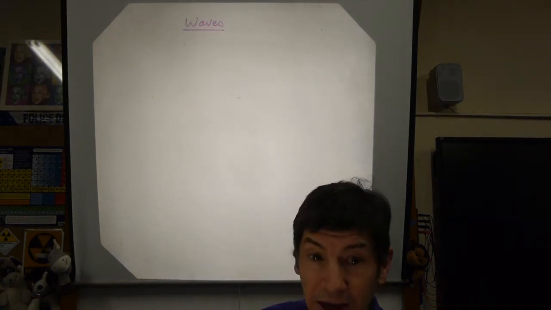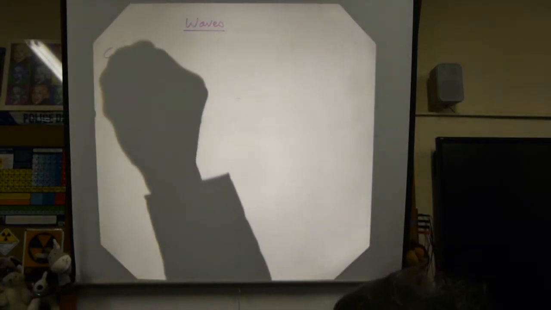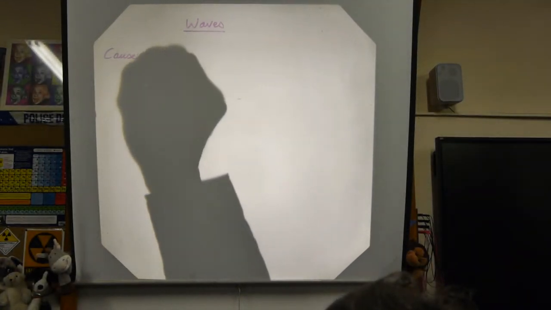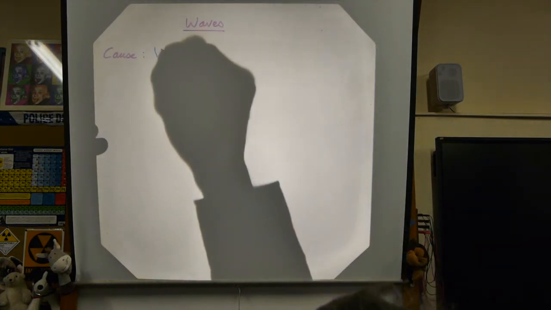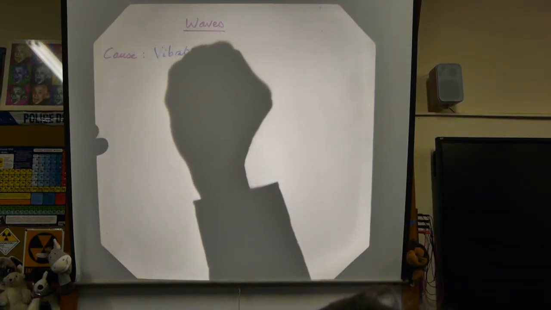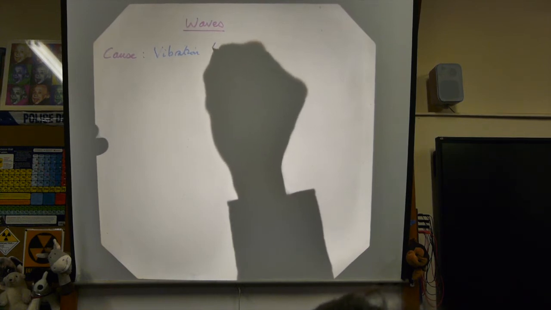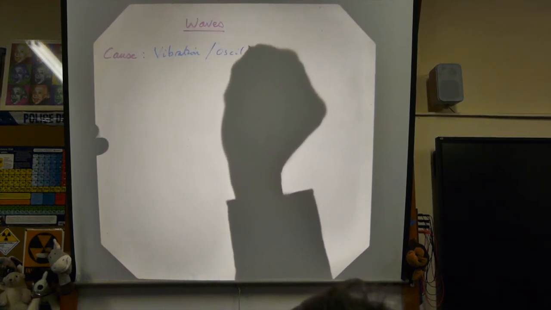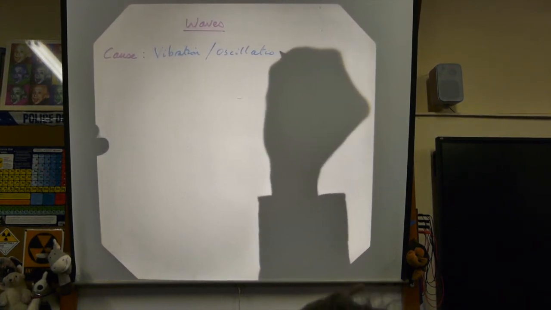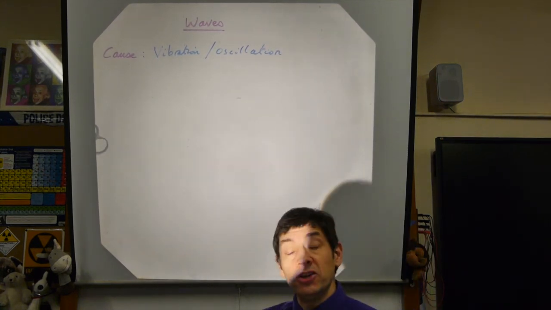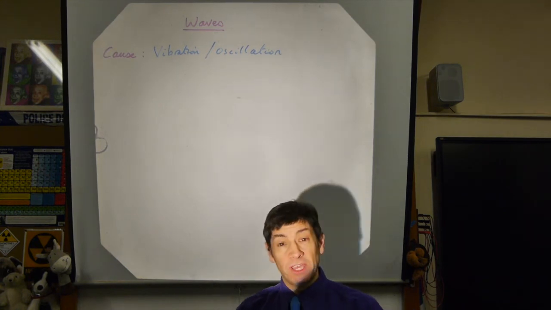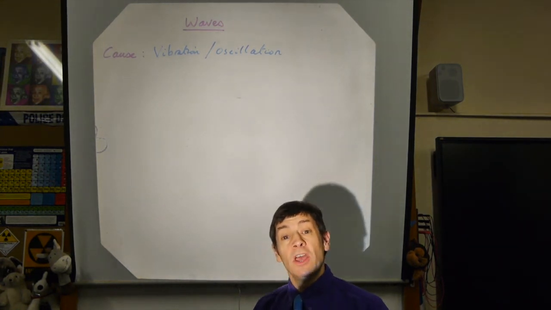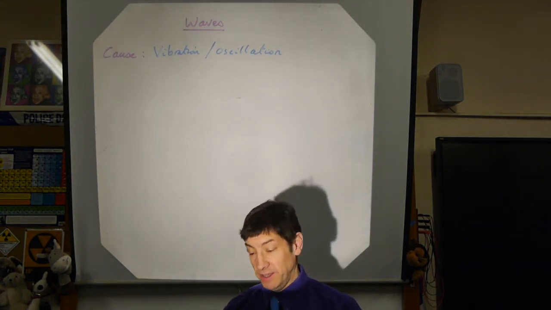So we're going to kick off by saying the cause of waves is a vibration or oscillation. And we're going to use those two words interchangeably. So sometimes I say the object's vibrating, sometimes I say the object is oscillating.